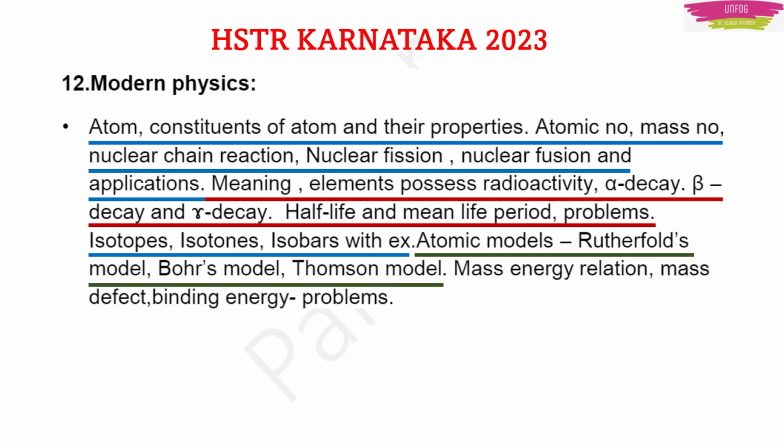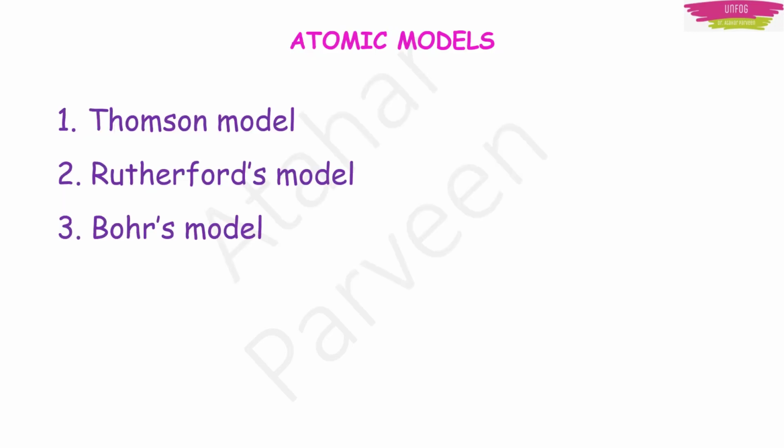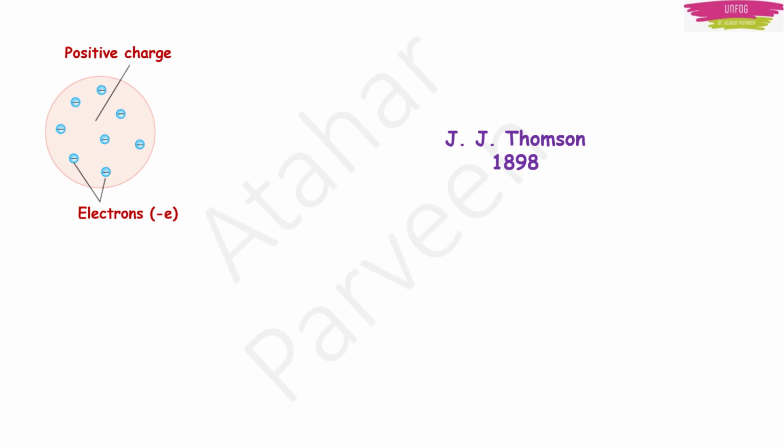As I was telling you, this is the right chronological order. What is the right chronological order? First Thomson's model came up, then Rutherford's model, then Bohr's model came up. So let us start with Thomson's model. In 1898, a scientist named J.J. Thomson came up with one model for the atom.